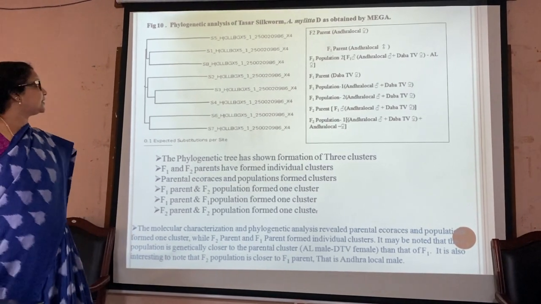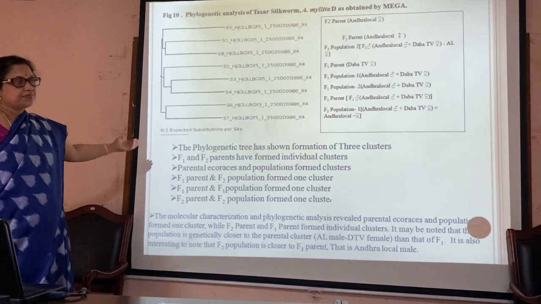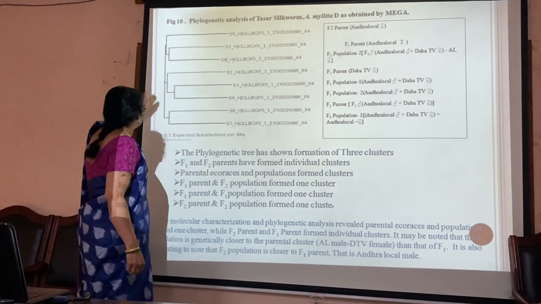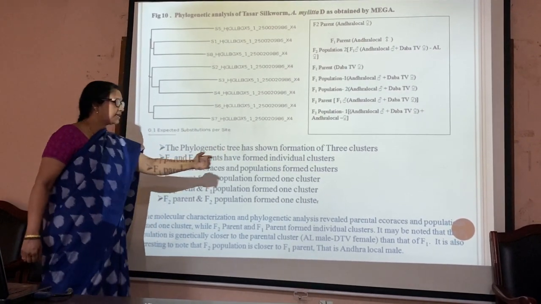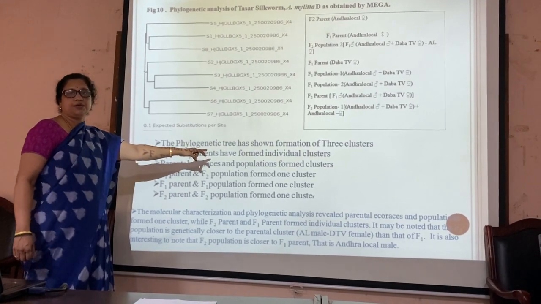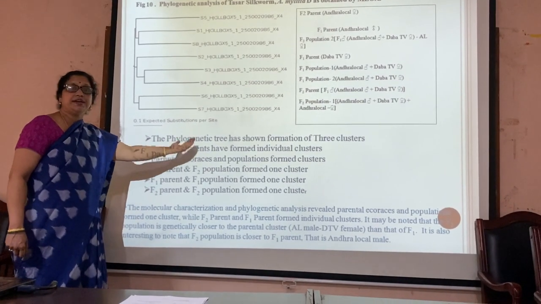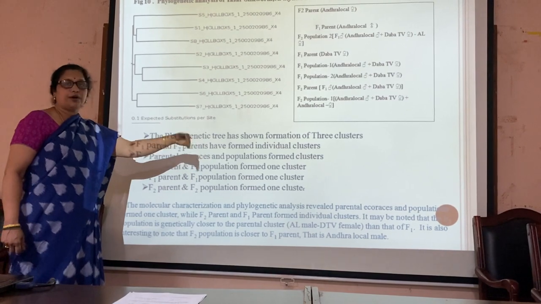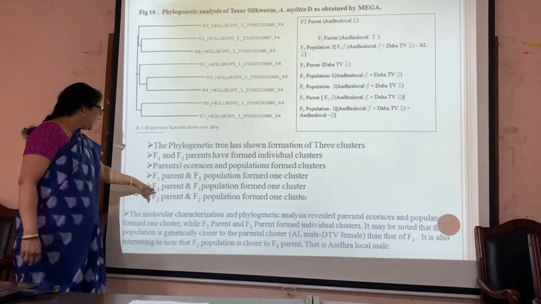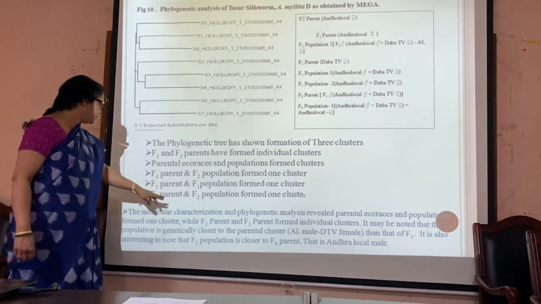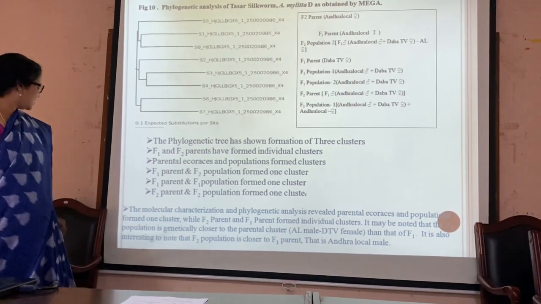So this is the phylogenetic tree that we have obtained by using MEGA software. The phylogenetic tree has shown 3 clusters. Here you can see the phylogenetic tree, and this is one cluster, this is one, and that is the other one. So like this, we have observed 3 clusters. F1 and F2 parents have formed individual clusters, that is, the hybrid varieties have formed an individual cluster. Parental ecoraces formed another cluster. F1 and F2 population formed one cluster. F1 and F1 population formed one cluster. And F2 parent and F2 population formed one cluster. So these are the 3 clusters that we have obtained.